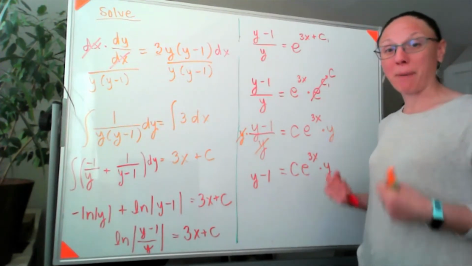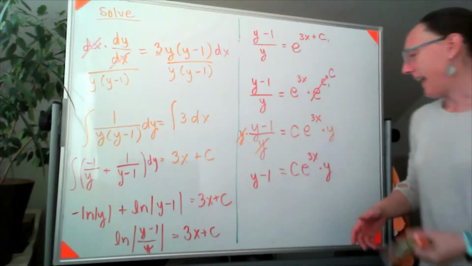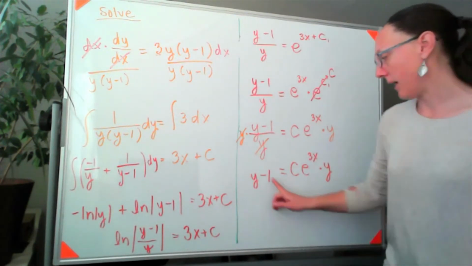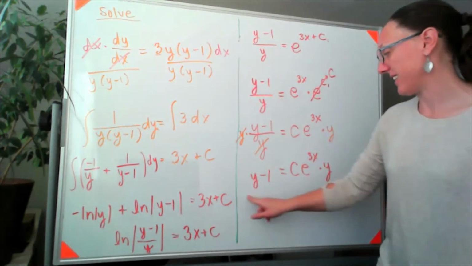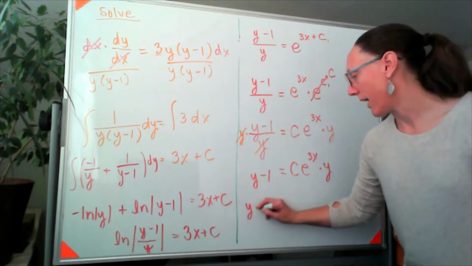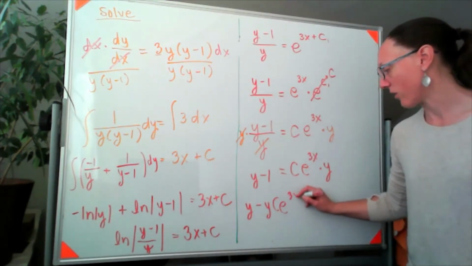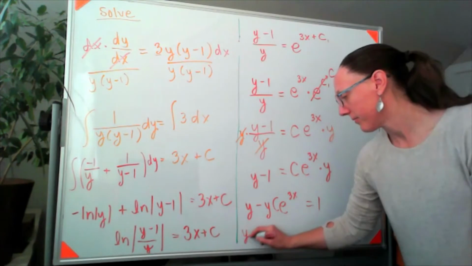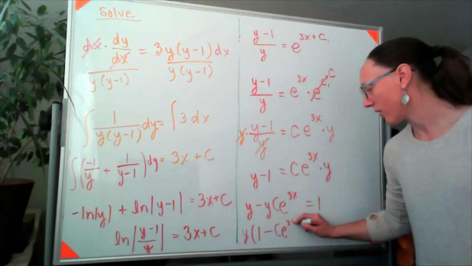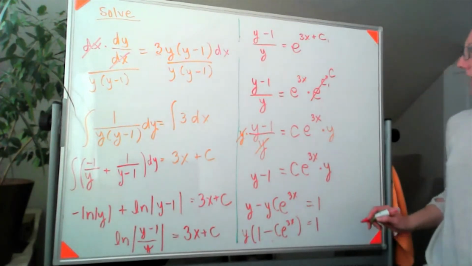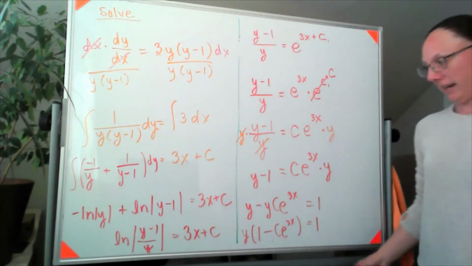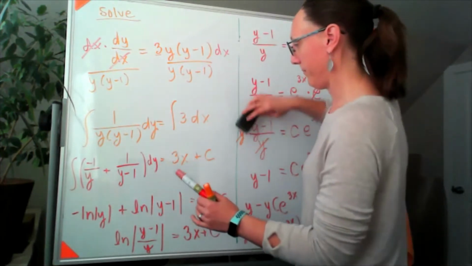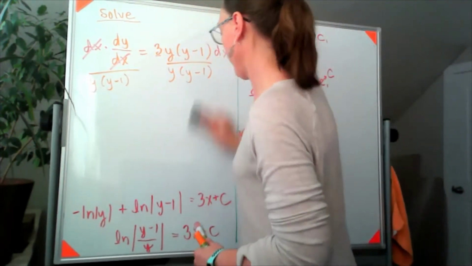Okay, I'm trying to get the y by itself though, which means I've got to get all my y's on one side of the equation or the other. I'm going to choose to add the 1 over and subtract this stuff over to the left. So I'd have y minus y C e to the 3x is equal to 1. Now I can factor out that y and have y times 1 minus C e to the 3x is equal to 1. I've got no space anywhere, but y would equal 1 divided by all of that. Sure, I'll put it right there in the middle.